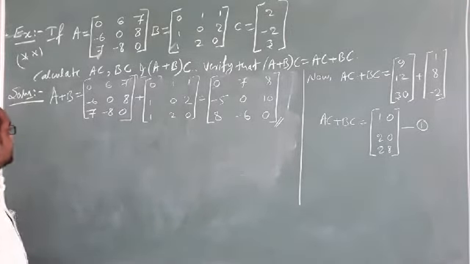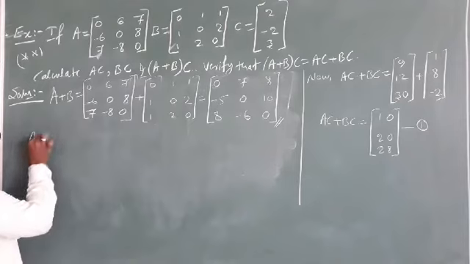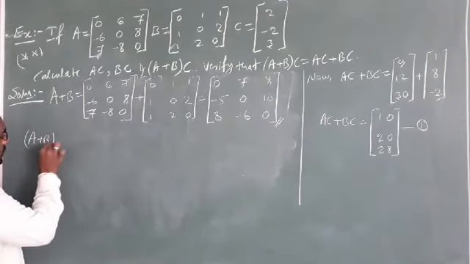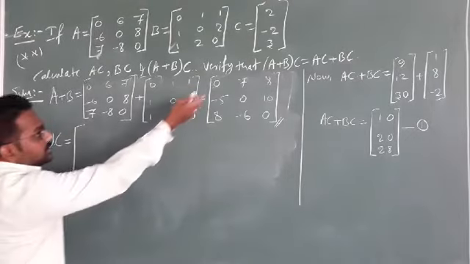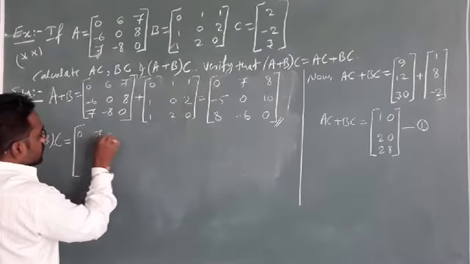What is the next step? A plus B into C you have to obtain. What is A plus B? It is 0, 7, 8.